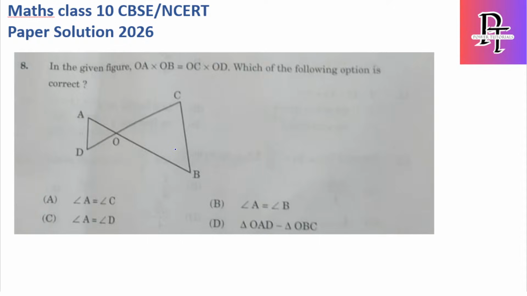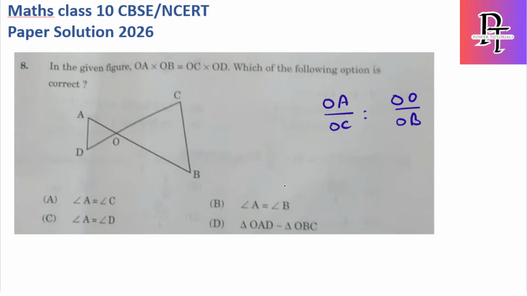Okay, so this is again related to similar triangles concept. So 2 questions we got from similar triangles. Okay, so OA, OB, OC, OD. OA is here, OC is here. So first I will rewrite this equation as OA by OC is equal to OD by OB. Why I have written, I will explain you. Because I want in terms of ratios proportional, then only I can write which triangles are similar.